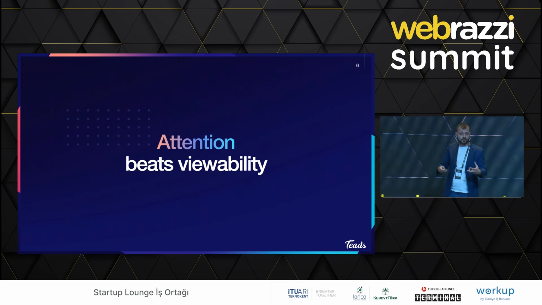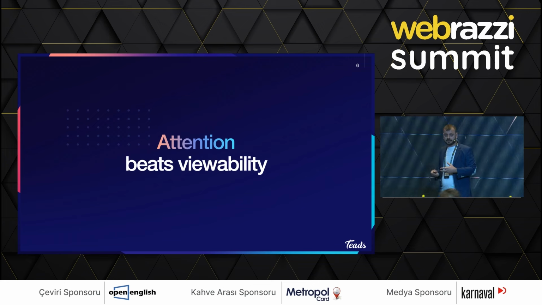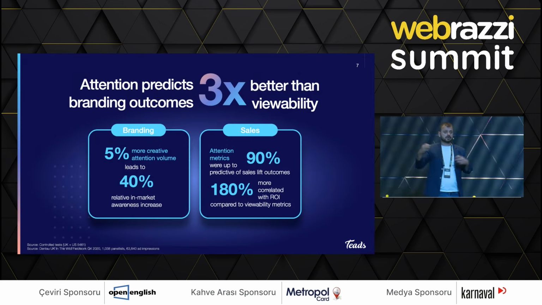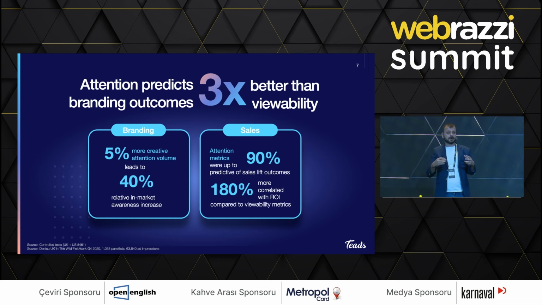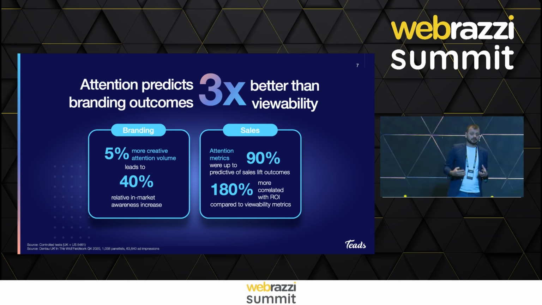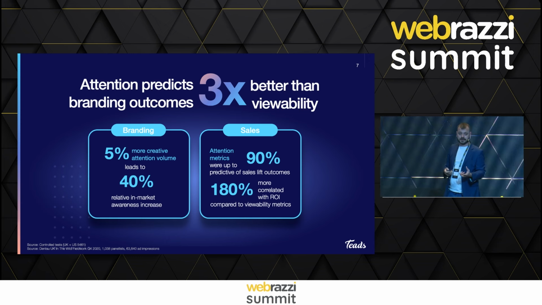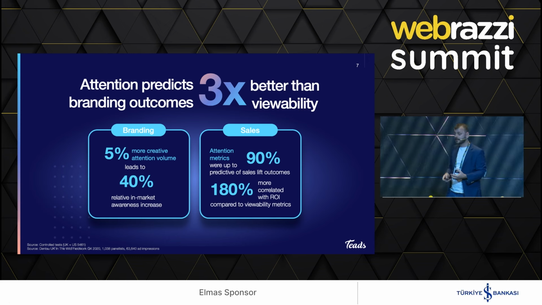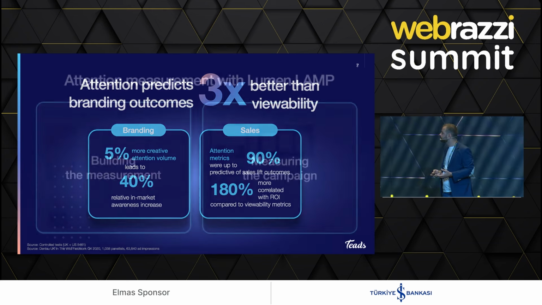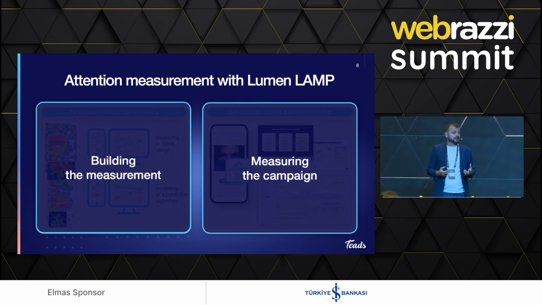Well, we started to quantify the relationship between user attention and business results. And what we saw is that every time we correlated user attention in the digital space with actual business outcomes, attention was a better predictor of success, both for branding impact and for sales impact. So both the upper and the lower funnel. So how do we get from measuring attention to making it available at scale for all your advertising campaigns?